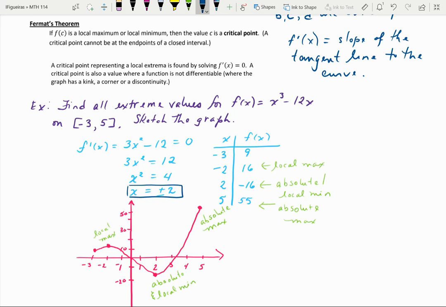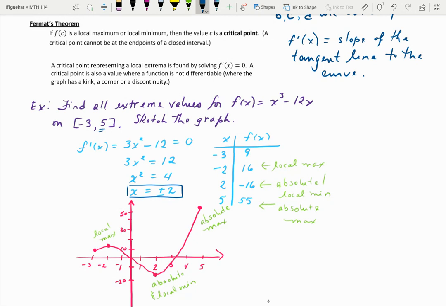So here on the right, I set up a table just to look at what the y values are, because the y values are going to tell me whether they are the largest value, the smallest value, and information in between. So I start with, I'm putting them in order. I put -3 because that's the beginning of my interval. And then I put -2 and 2 because those were the solutions to my first derivative. And then I put 5 because that's the end of my interval.